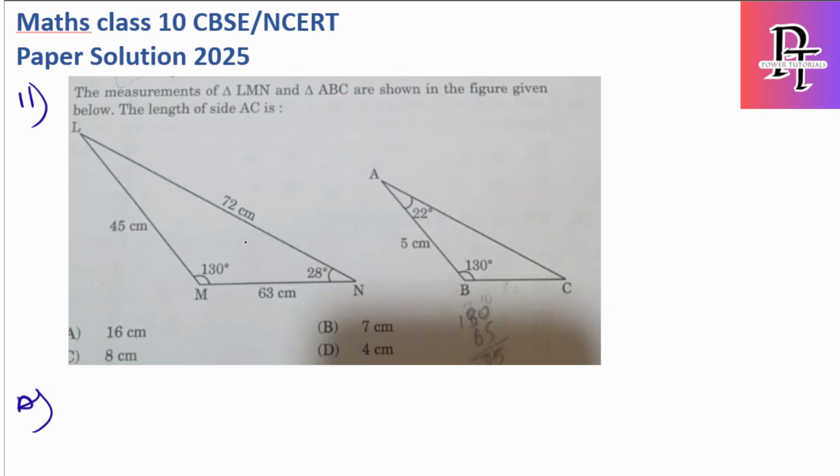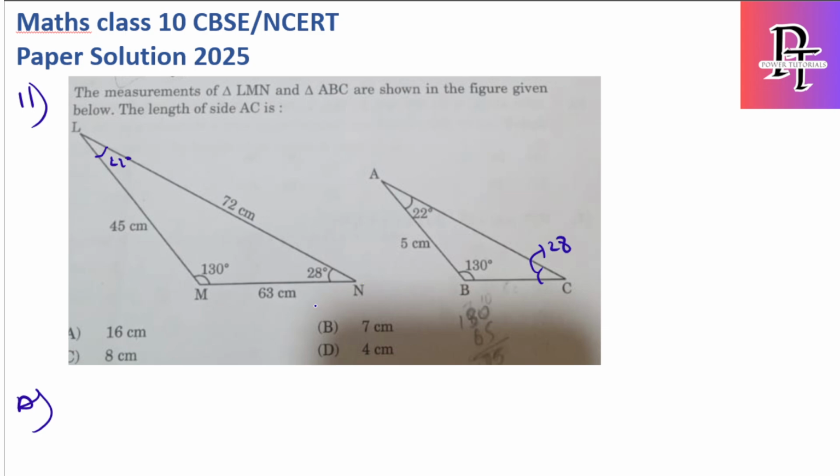11th one, again this is a triangles question. The measurements of triangles DEF and ABC are shown in the figure. Find the length of AC. AC is this one. If you notice here, we have an angle 130, and this is 28. 130 plus 28 is 158, so again this will be 22. So both the triangles are similar. Similar means the ratios are proportional.